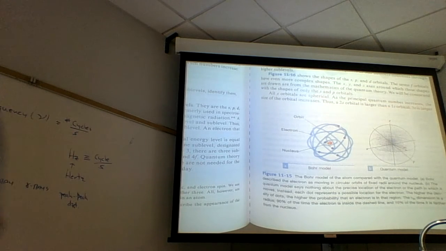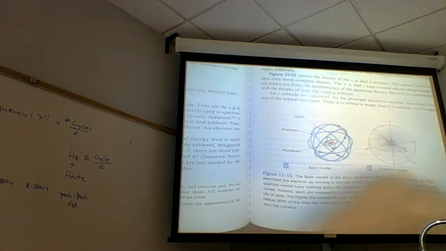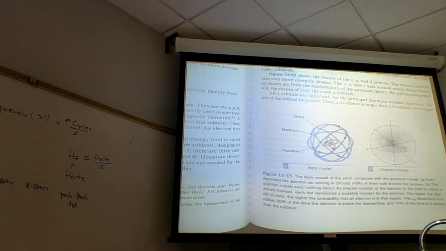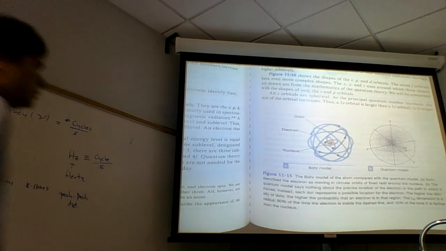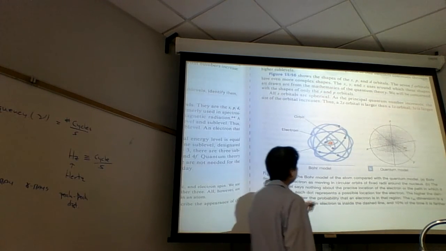Well, what is the next? The next allowed energy is a big jump up. And so the question comes about, why is there a big jump up? And so what did Bohr say? Well, Bohr said, it's just, that's the way it is.